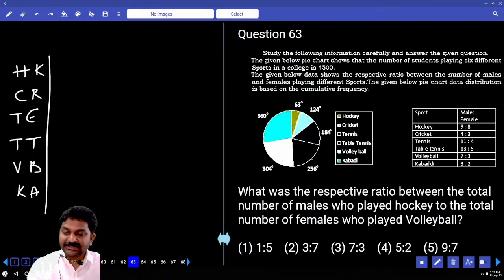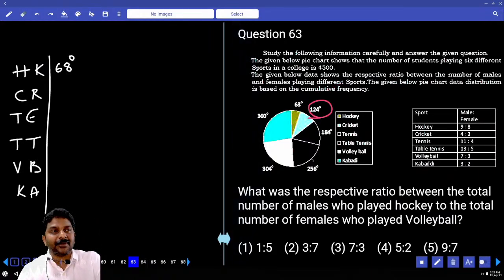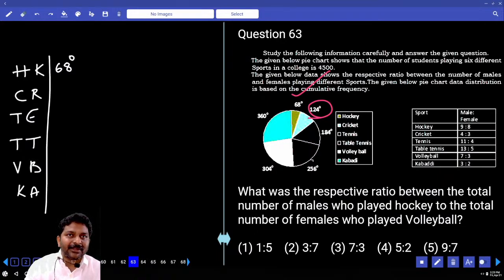Now start with hockey. How much is that? 68. Cumulative in the sense, in 124 we also have 68. Both together it is 124 only. So to get only cricket, 124 minus 68 we have to calculate. How much is that? 56 degrees.